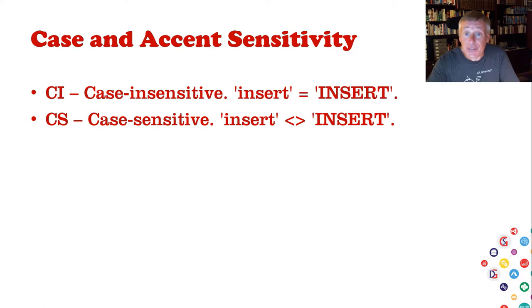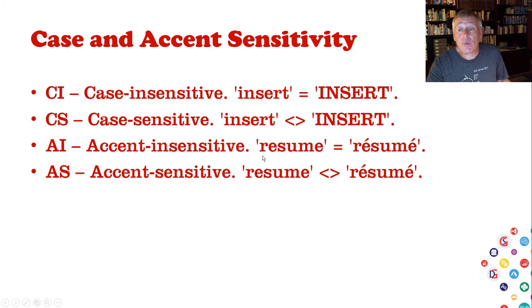So CI stands for case insensitive. In that case, 'insert' in lowercase is equal to 'INSERT' in all uppercase. And with CS, 'INSERT' in all uppercase is different. Nothing strange there. And then we have accent insensitivity. So we have 2 English words here, résumé and resume. If it's accent insensitive, they are considered equal, which is quite good because a lot of people who have English as their native language can't really spell it, so they leave out the accent and spell it resume. But if it's accent sensitive, then they are different.